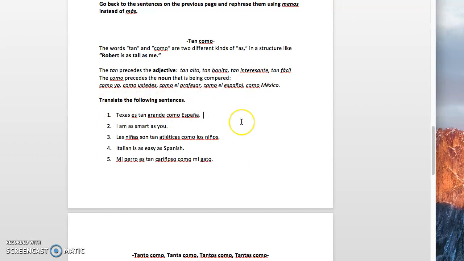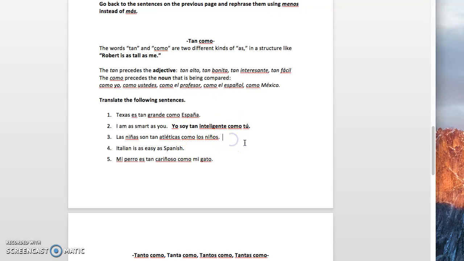So, just to practice, translate the following sentences. Número 1, está escrito en español. Texas es tan grande como España. Texas is as big as Spain. Número 2, I am as smart as you. Yo soy, or just soy, tan inteligente como tú.